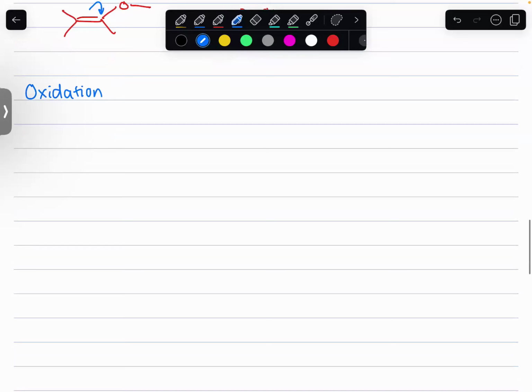So NAD plus, is it the reduced version or is it the oxidized version? It's the oxidized version of NADH.